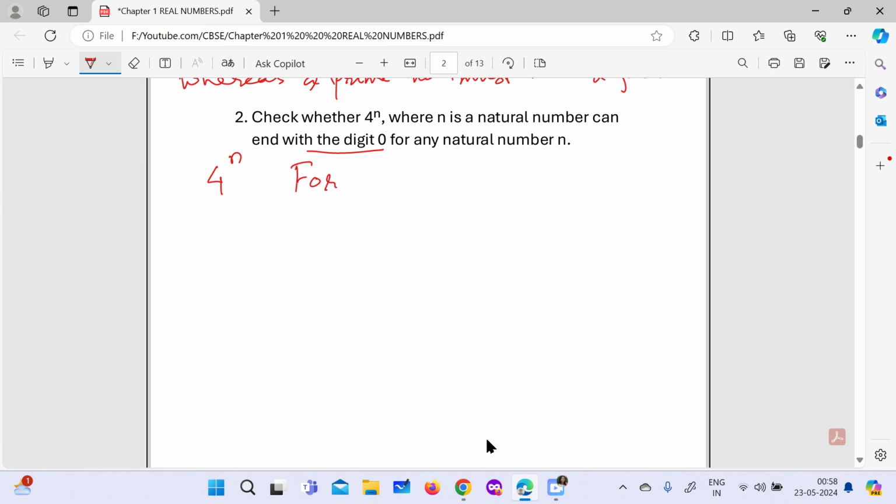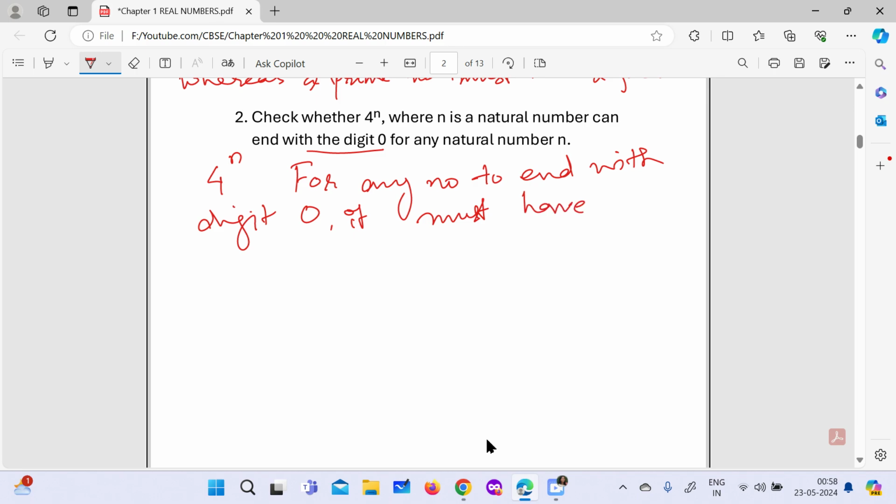So let me show you. For any number to end with the digit 0, it must have two factors. This reasoning is important. The factors are 2 and 5. So if you have to prove that any number raised to the power of n ends with 0, then you have to show that that number has 2 and 5 as factors.